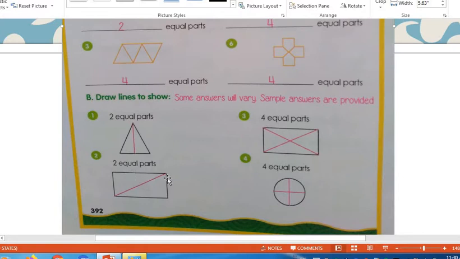2 equal parts. I just draw 1 pink line here. Okay, I can draw it from here to here, from this point to this point, or from this point to this point, like here. From this point to this point. 4 equal parts. So I'll draw how many lines? Yes, 2 lines. I'll draw 2 lines to give me 4 equal parts, right?